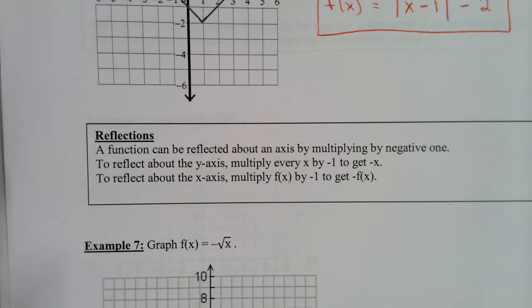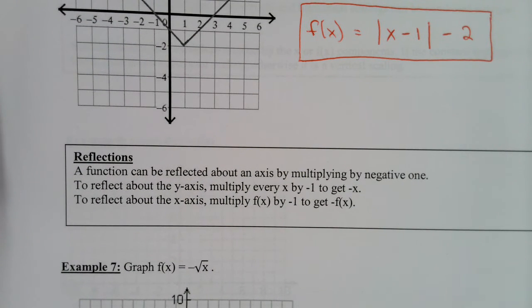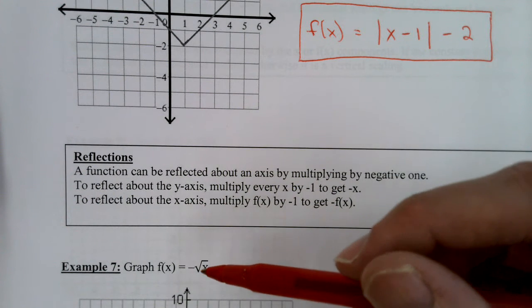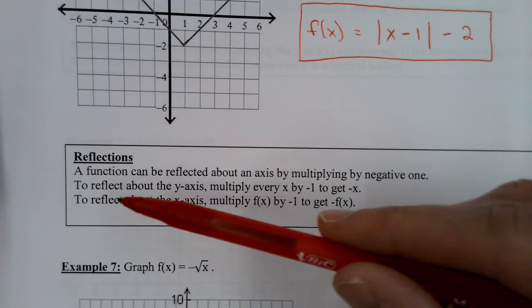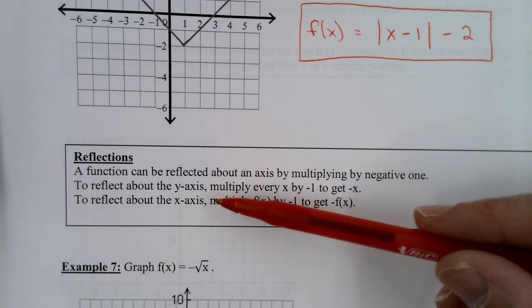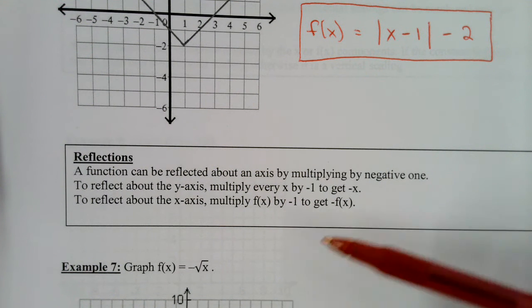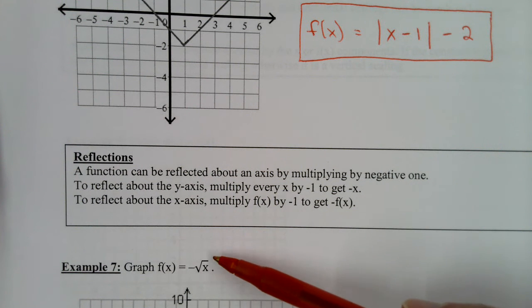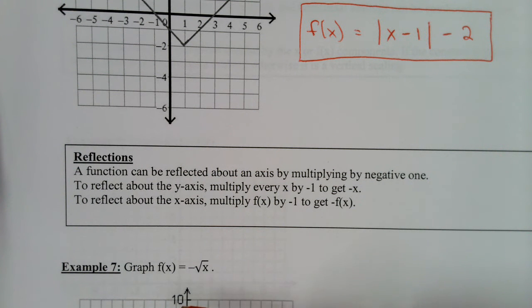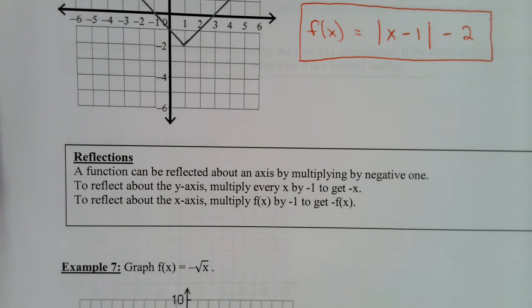So this next thing talks about reflections. To reflect across the x-axis, I'll start with that one, you multiply by -1 to get negative f of x. So if I say graph something like this in number 7, that's going to be reflected across the x-axis. If you want to reflect across the y-axis, you multiply every x by -1.